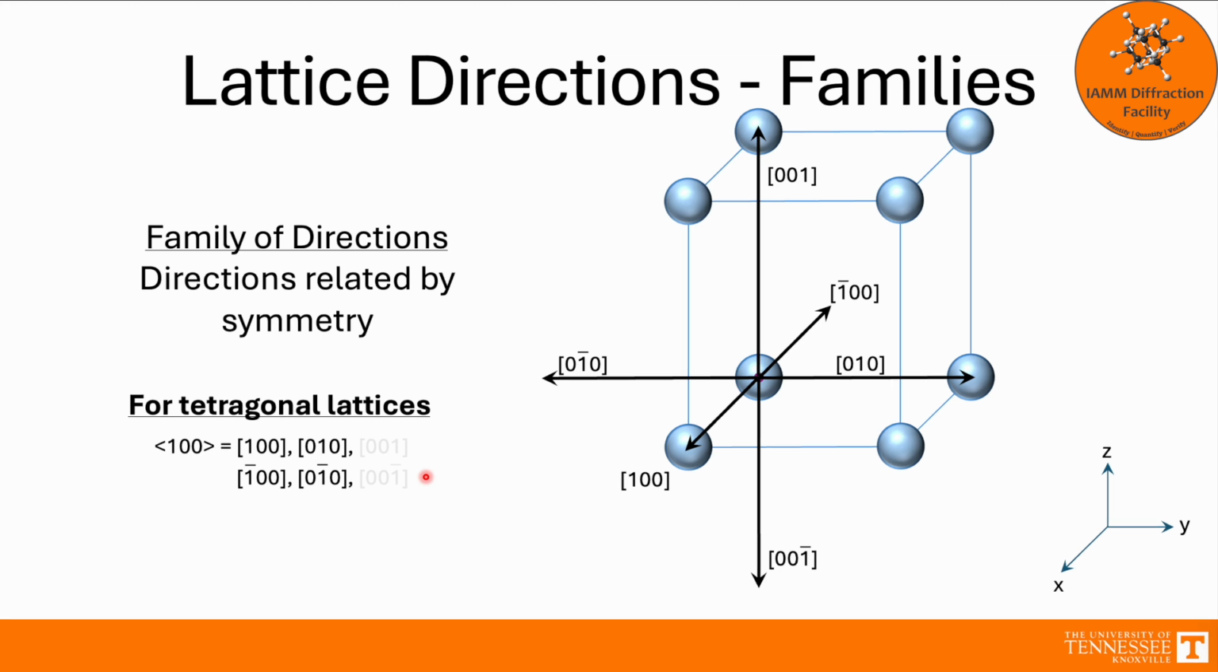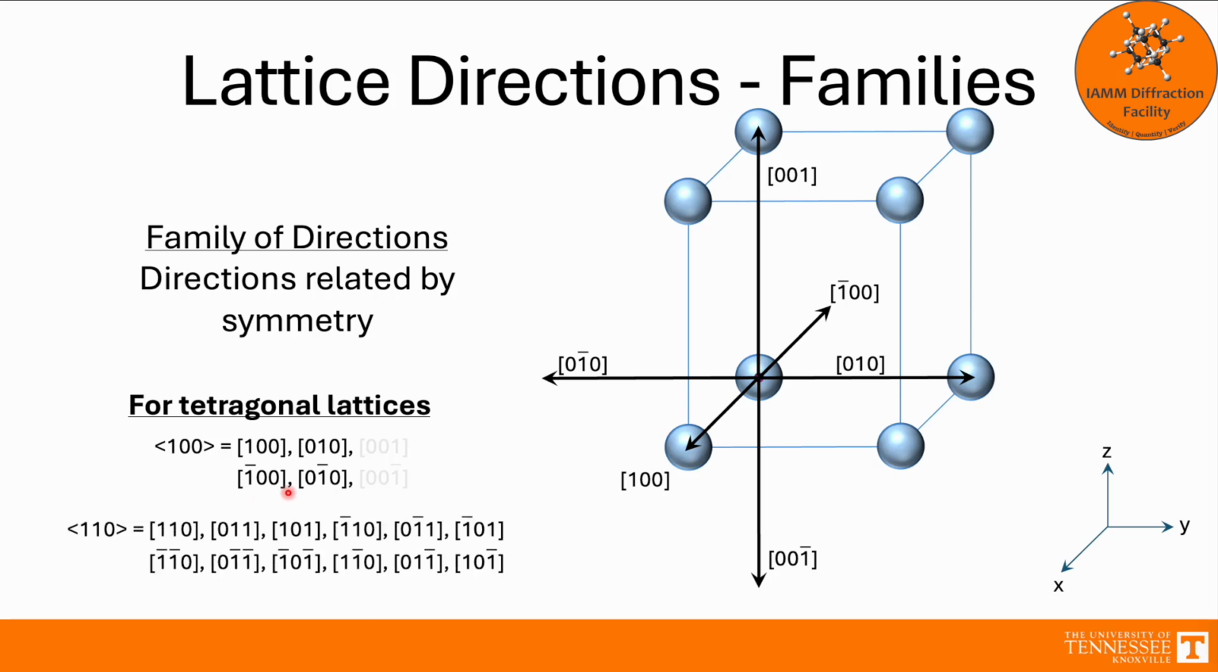So then the 1, 0, 0 family of directions for a tetragonal lattice only includes the 1, 0, 0, 0, 1, 0, and then the negatives of that. For the 1, 1, 0 family of directions, once again, we take out anything that has a 1 in that final position. So then these 4 go away, and we only have these 4 that make up the 1, 1, 0 family of directions for the tetragonal lattice.